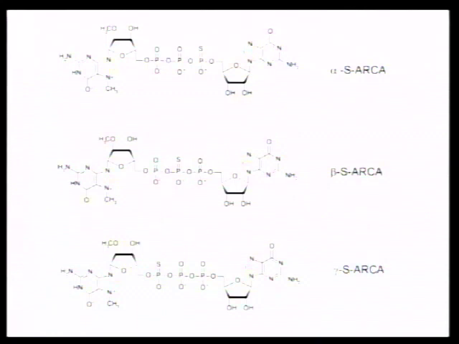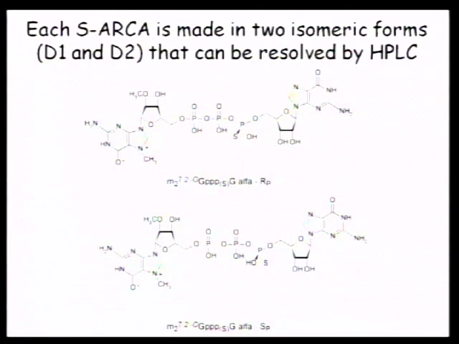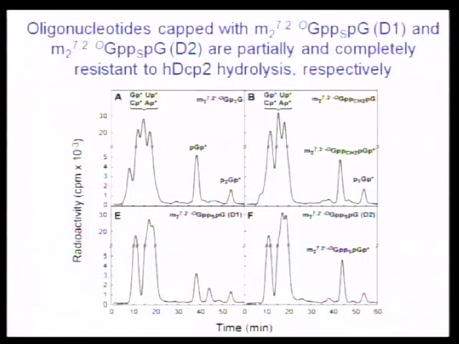ATP cleaving enzyme reactions. Now, one nice thing about phosphorothioates is they come in two isomeric forms, and they can be resolved by HPLC. So we are just calling these the D1 and the D2 forms for each of these. So they have different configurations. So we expressed the DCP2 enzyme from E. coli and then did digestion of these capped messenger RNAs with the DCP2.